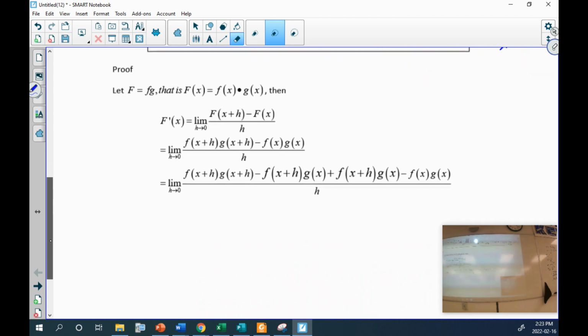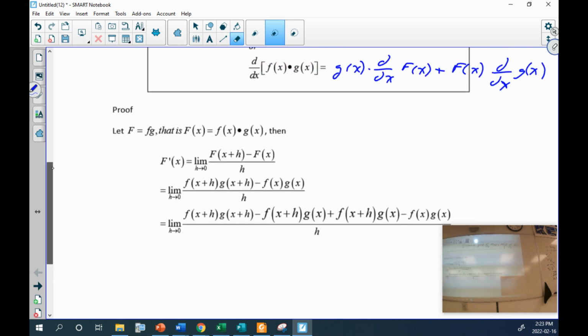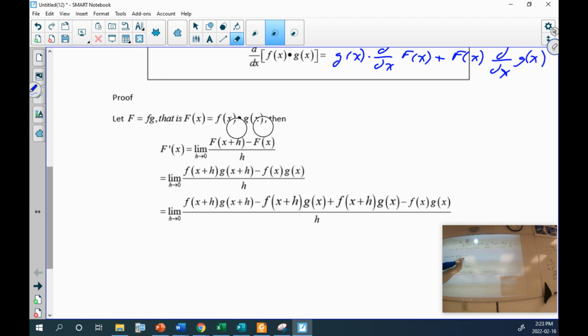Now, here's the proof. So we're going to start with our definition. Capital F is the full one. Here's our definition: f of x plus h minus f of x over h. We defined our function f of x as the product of two functions. So I'm going to replace this here with f of x plus h times g of x plus h, and I'm going to replace this with f of x times g of x. So I'm just doing a simple substitution using this.